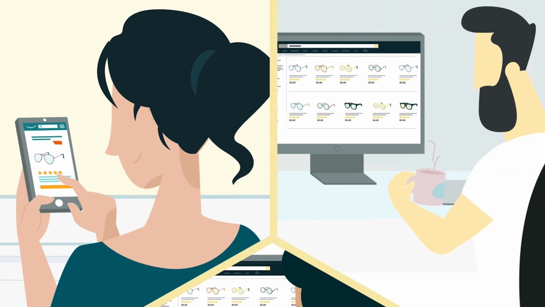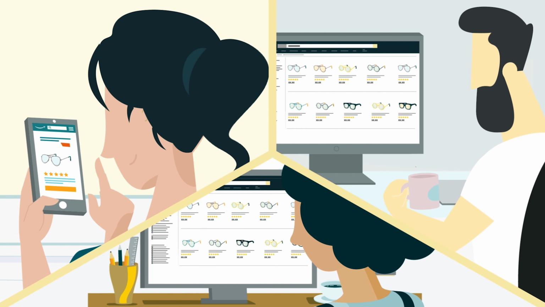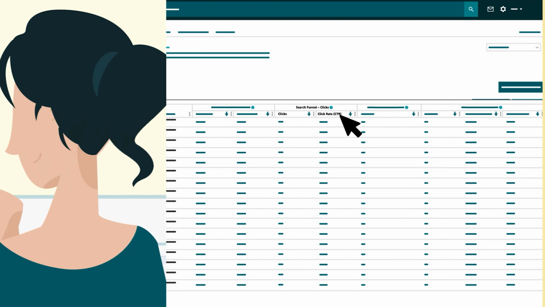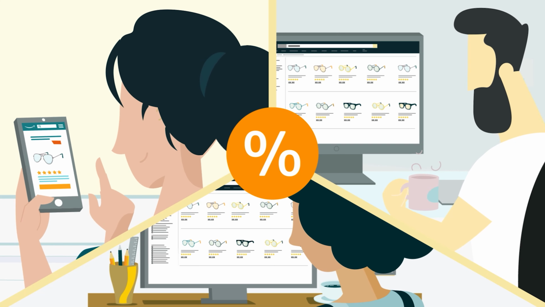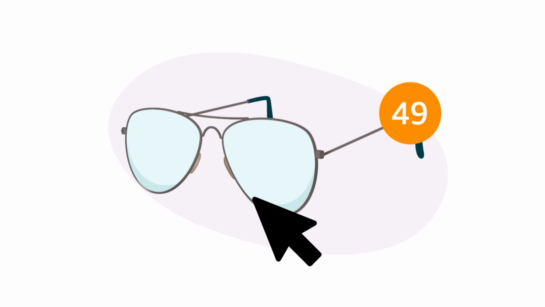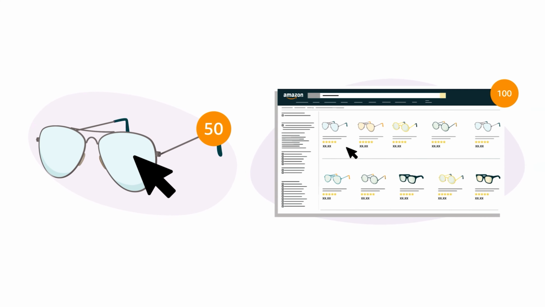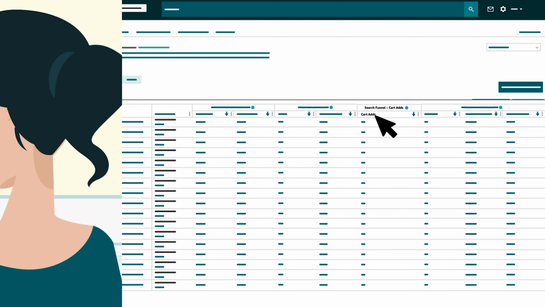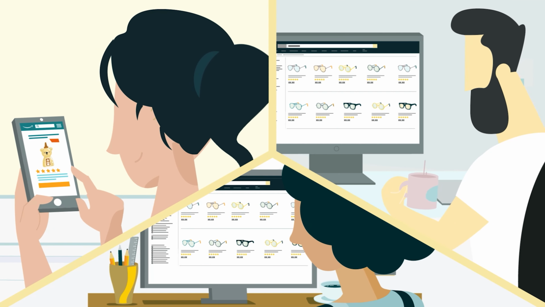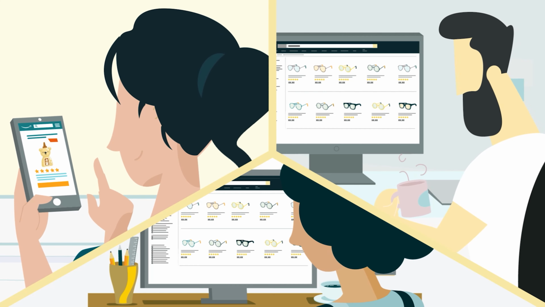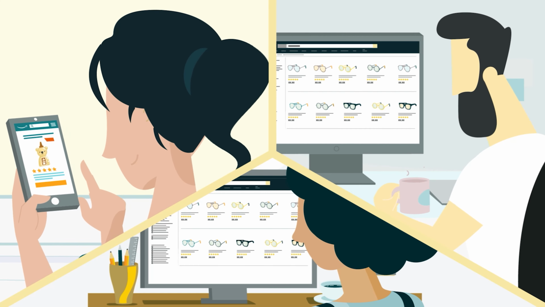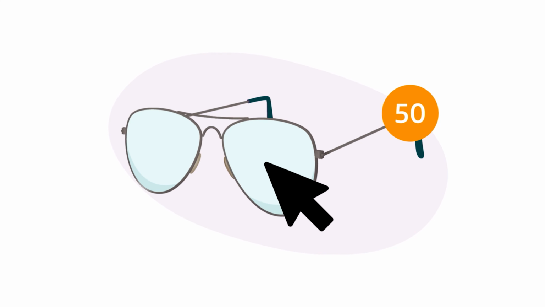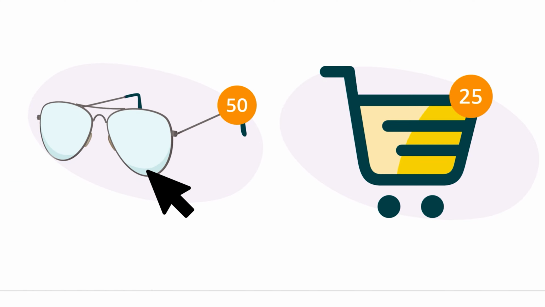Clicks is the number of times customers clicked a product after it appeared on search results pages. Next to clicks, you'll see the click rate for the product, which is the percentage of time it was clicked by customers. For example, if your sunglasses were clicked 50 times after having 100 impressions, their click rate would be 50%. Cart adds is the number of times customers searched, clicked, then used the Add to Cart button on the product's detail page to put it in their cart for purchase later. For example, after receiving 50 clicks, your sunglasses might have 25 cart adds.